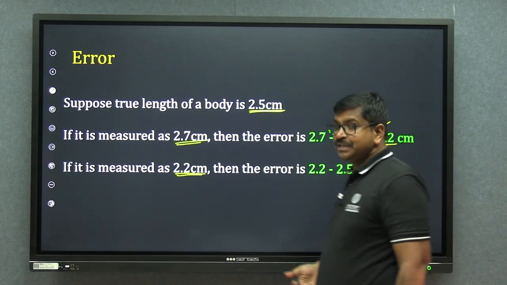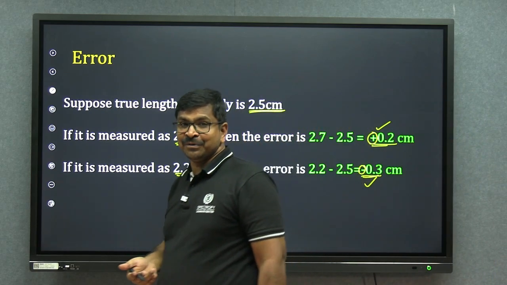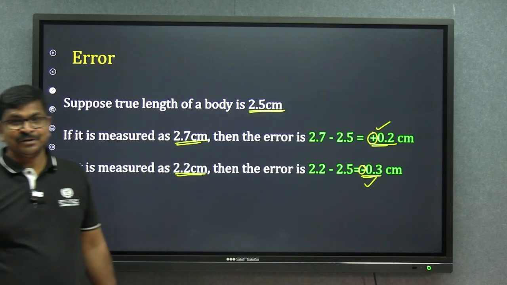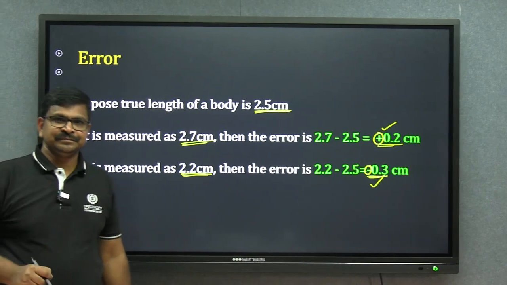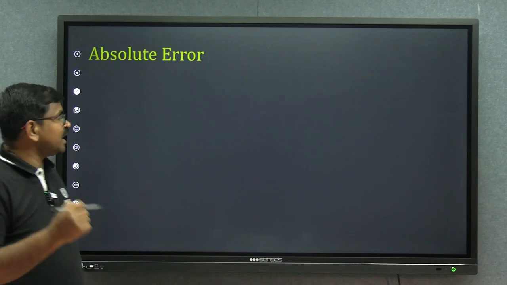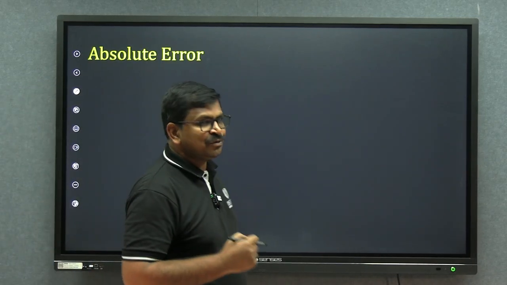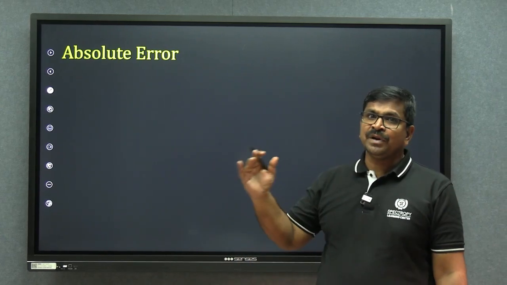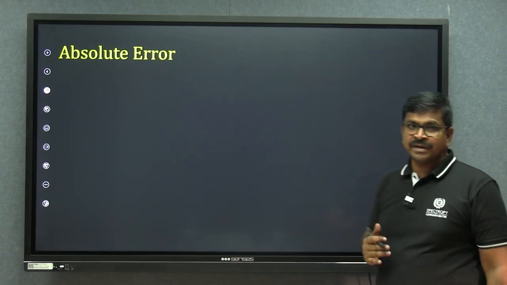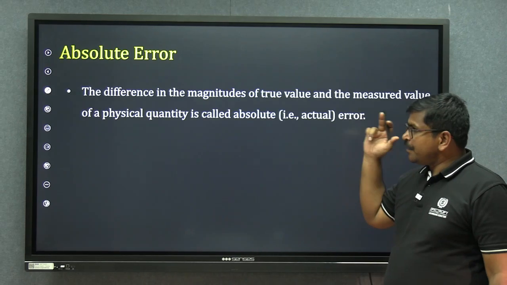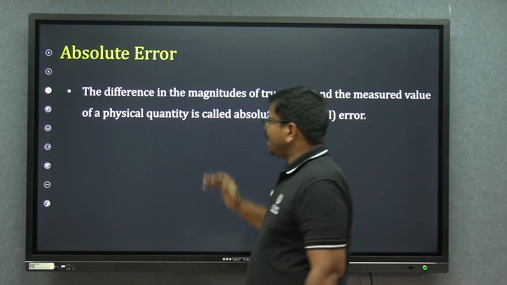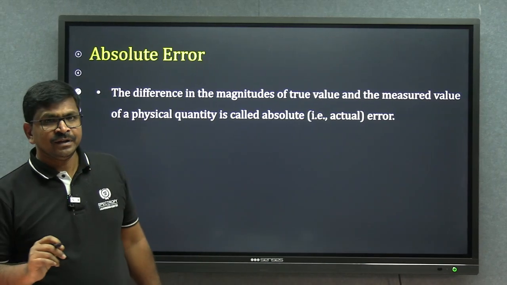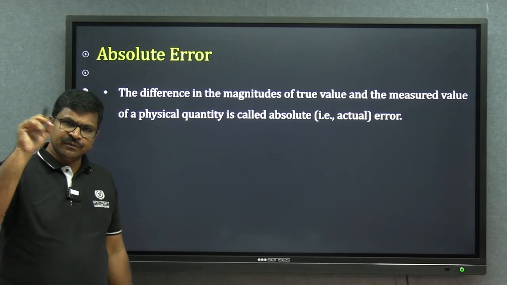Suppose if I take the average of these two, one positive and one negative, I may get zero error. Even though there is error, I may get zero average error. So to avoid this, we have introduced another kind of error, that is absolute error. We must be interested in the deviation only, not in more or less, not in plus or minus. So that is why absolute errors are introduced here: the magnitude of the difference only.